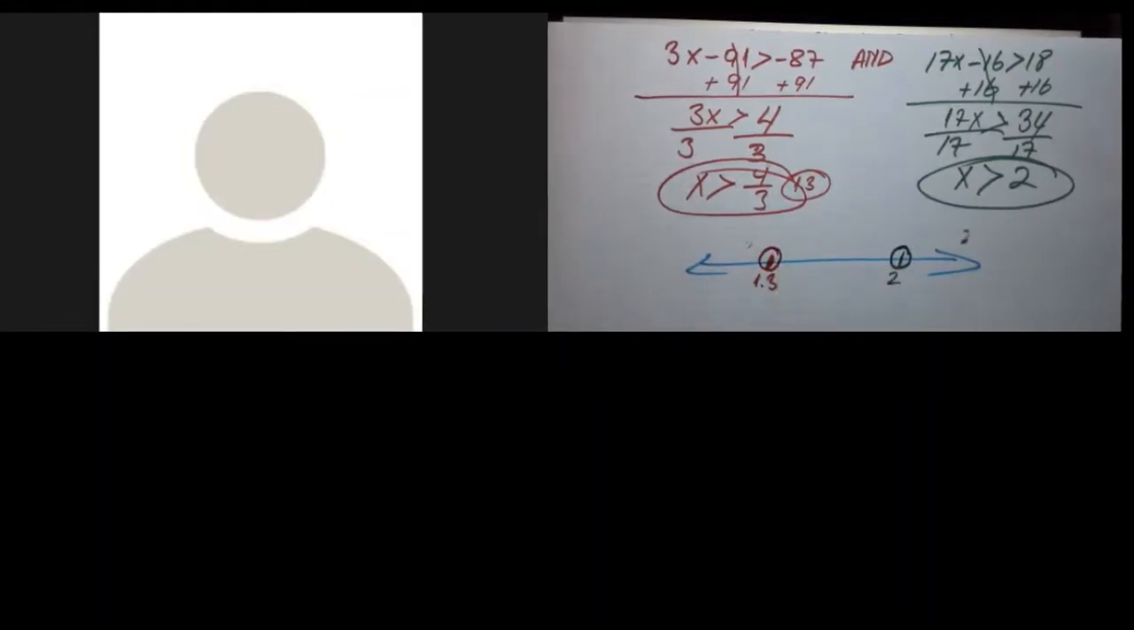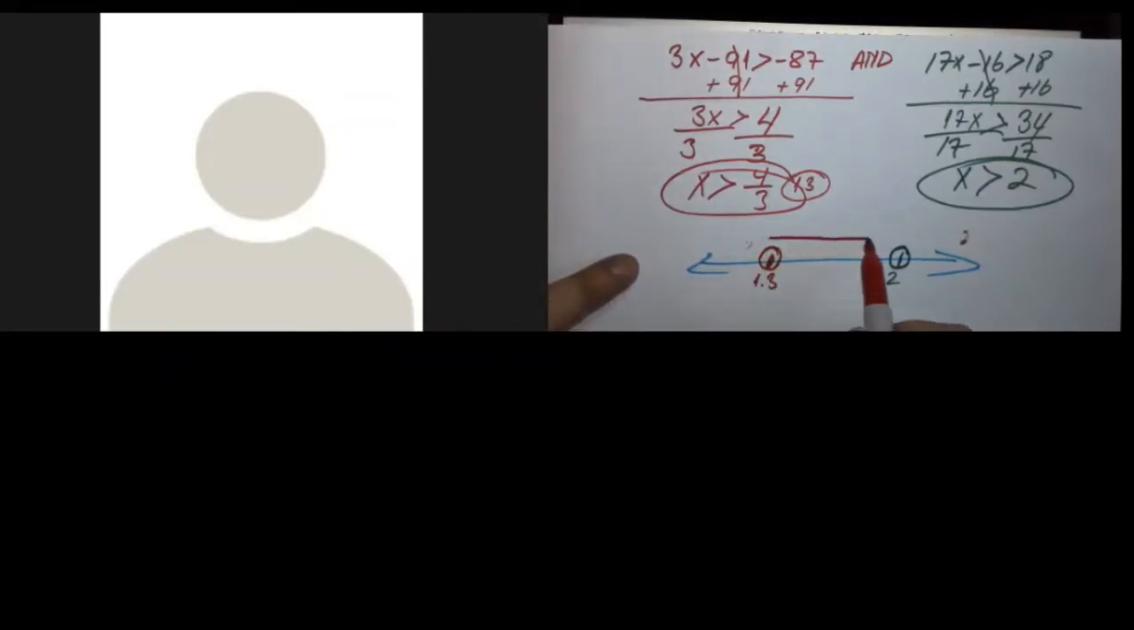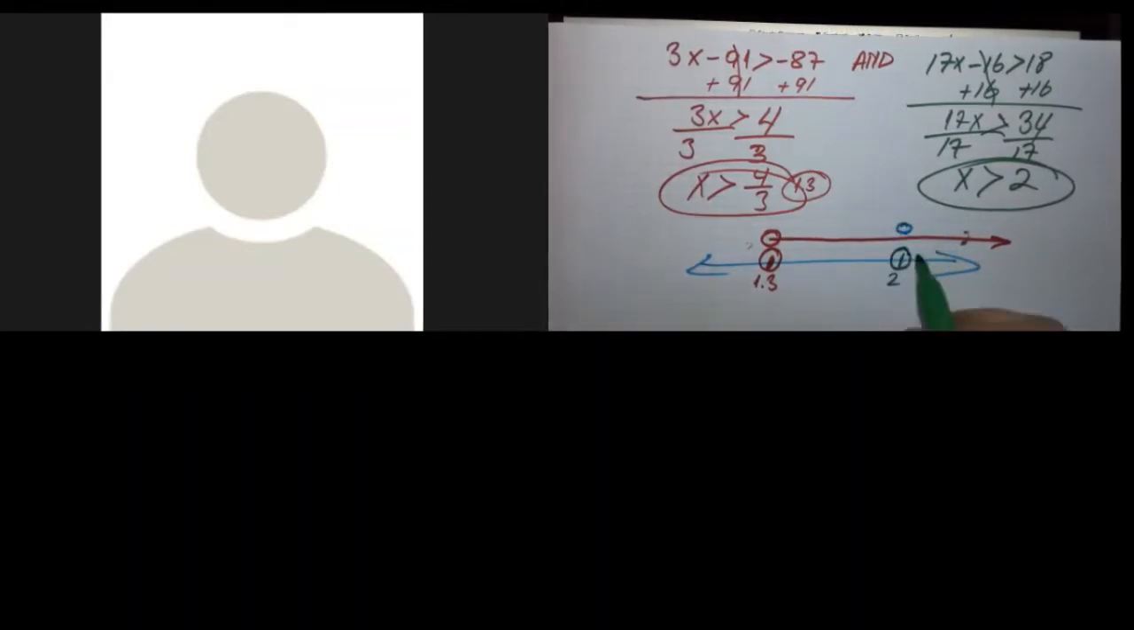Now, x is greater than 4 over 3. All the numbers that are greater than 1.3, they go this way. All the numbers greater than 2, greater than 2 goes this way.